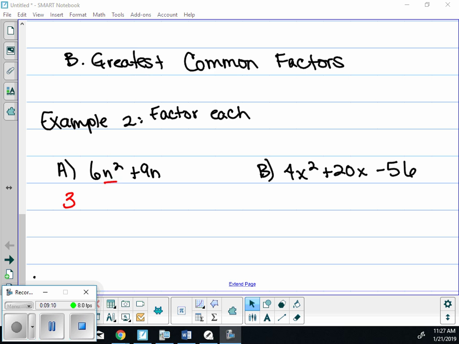And they each have 1 n, right? One has n squared, one has n, we take the lower number. So if we take out a 3 and an n out of 6n, what's 6 divided by 3? 2. And n squared divided by n is going to leave us with just n. And 9 divided by 3 gives us 3, and we already took out the n. So sometimes we can factor out a number and or a variable that can help us solve a quadratic equation.